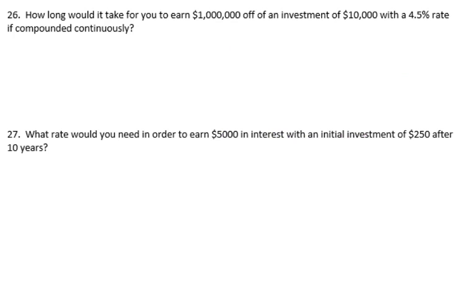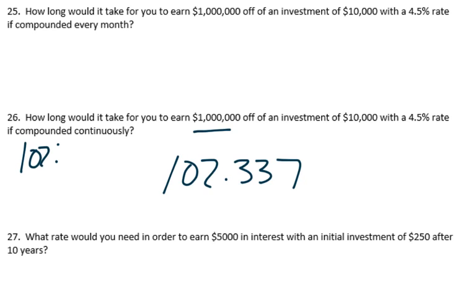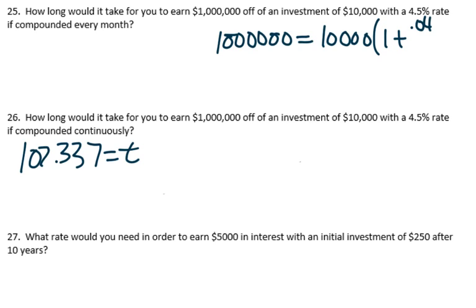Okay, 26. How long would it take you to earn $1 million off... Oh, 25 and 26. Oh, we did 26. Because for 25, we'd have to use a different formula. So let's do that. I didn't even notice that. Compounded every month, we'd then go $1 million equals 10,000 times 1 plus 0.045 over 12, compounded every month, to the 12 times time.